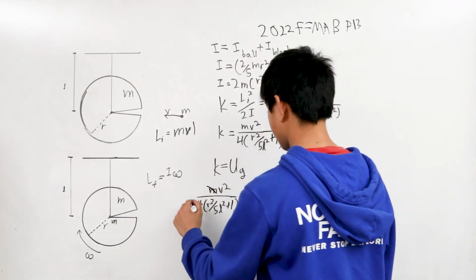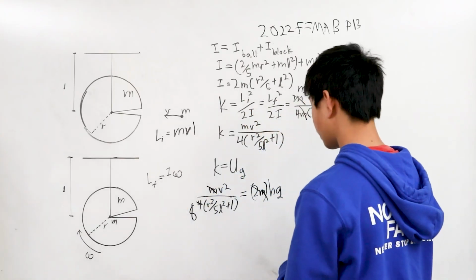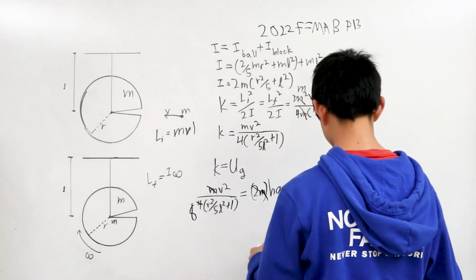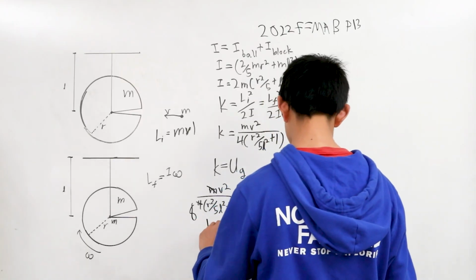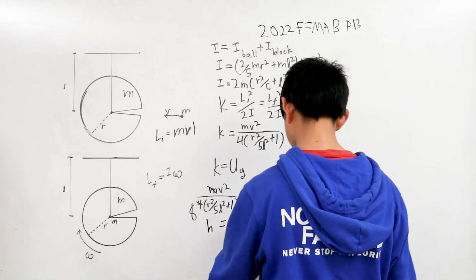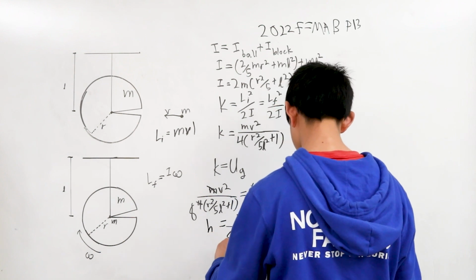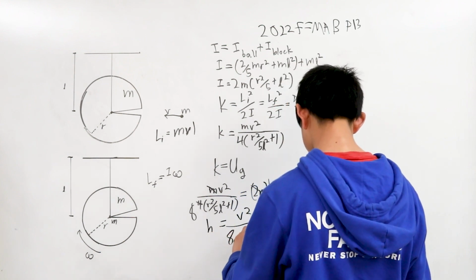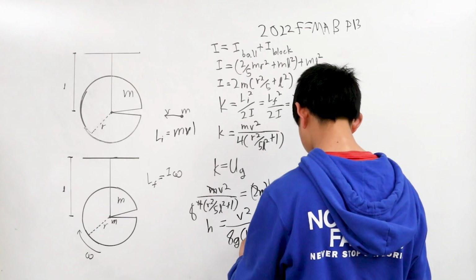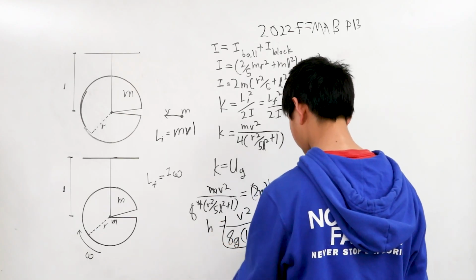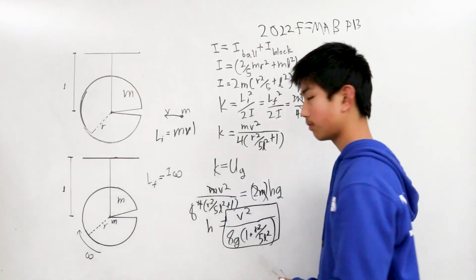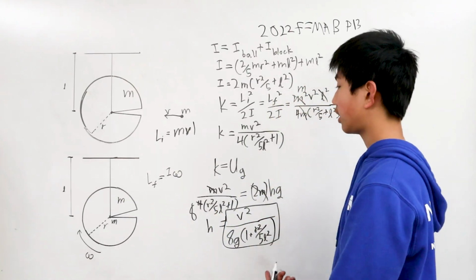And then divide both sides by 2, you're left with an 8. And then divide by g. So what you get for your answer h is v squared over 8g times 1 plus R squared over 5 L squared. So that is our answer for this problem, where this is the height h, the change in height.